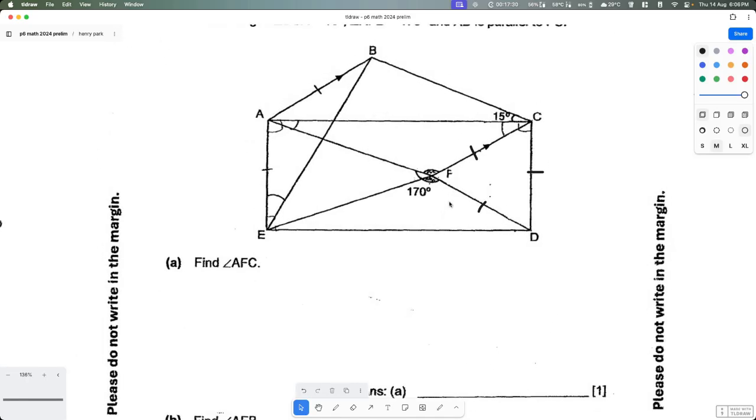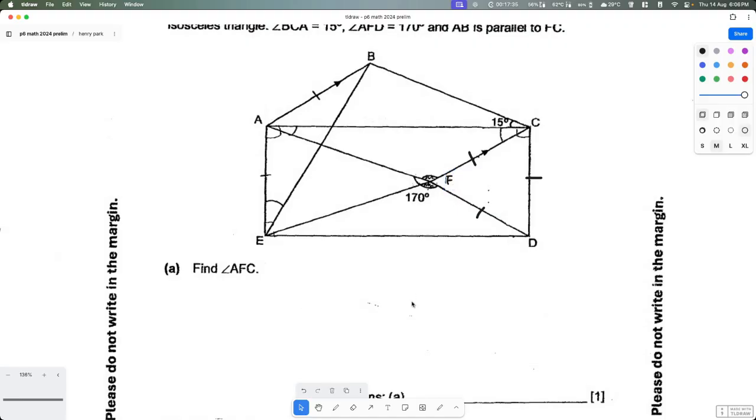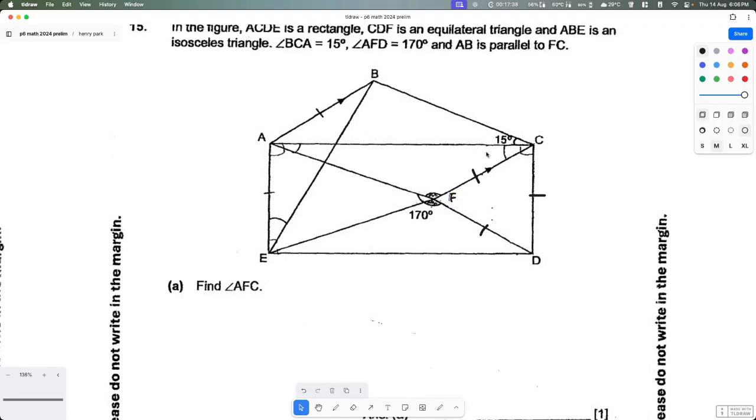Okay, so find AFC. So I'm going to put F over here like this. So A, F, and C. I'm going to draw this in red so at least I know what I'm looking at. And then we have 170 degrees over here. So from here, to get AFC, what I think I need to do is to get this angle, right? So maybe I'll put this in blue. If I can get CFD, I can get AFC. So that means I also need to know this angle as well.